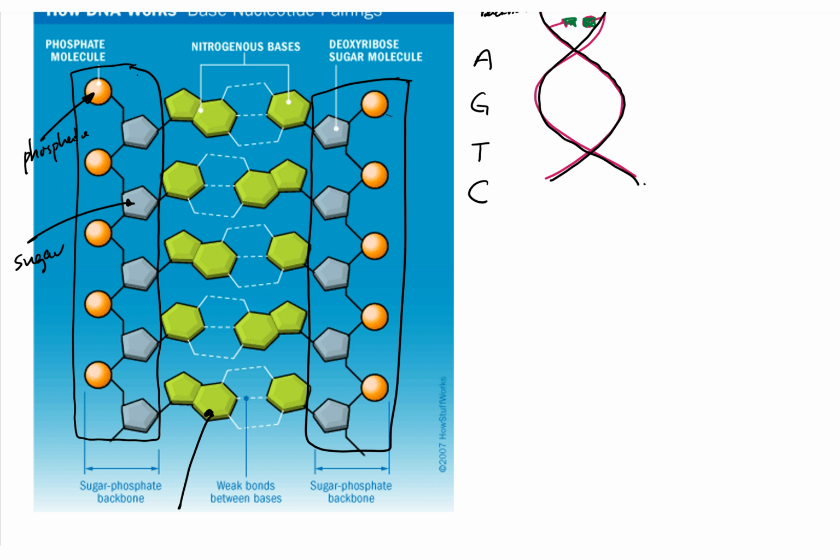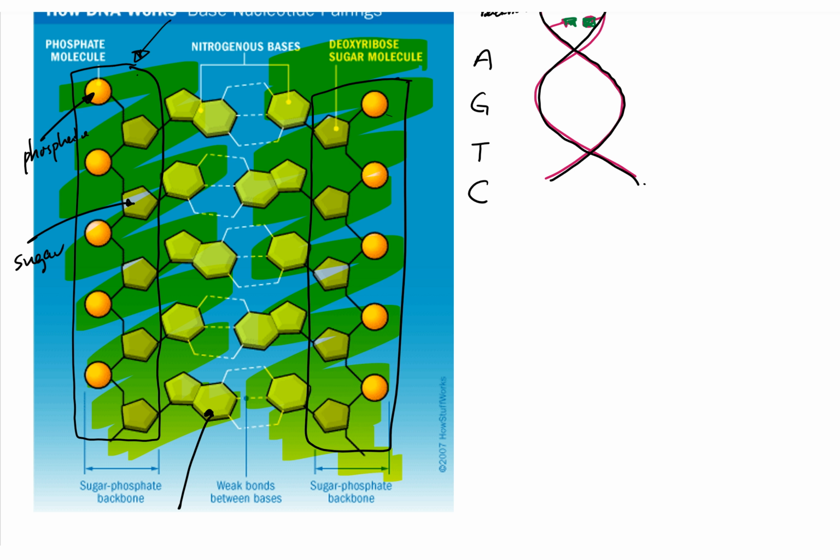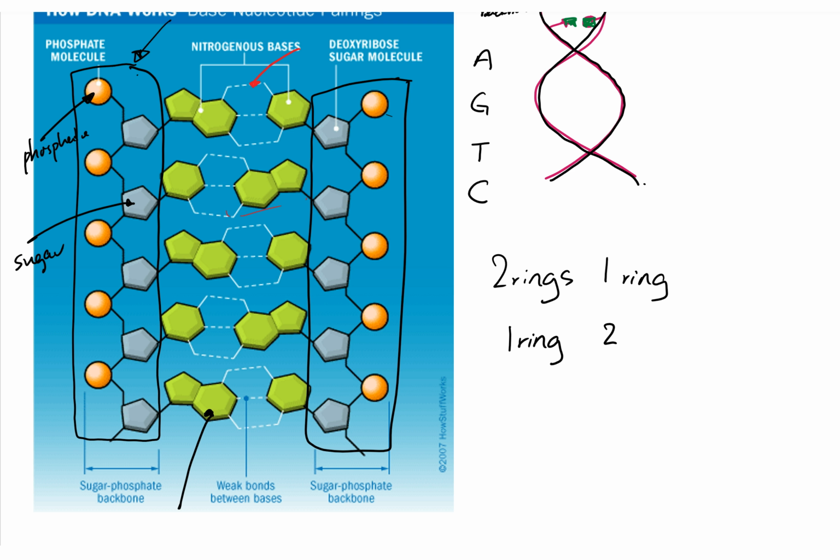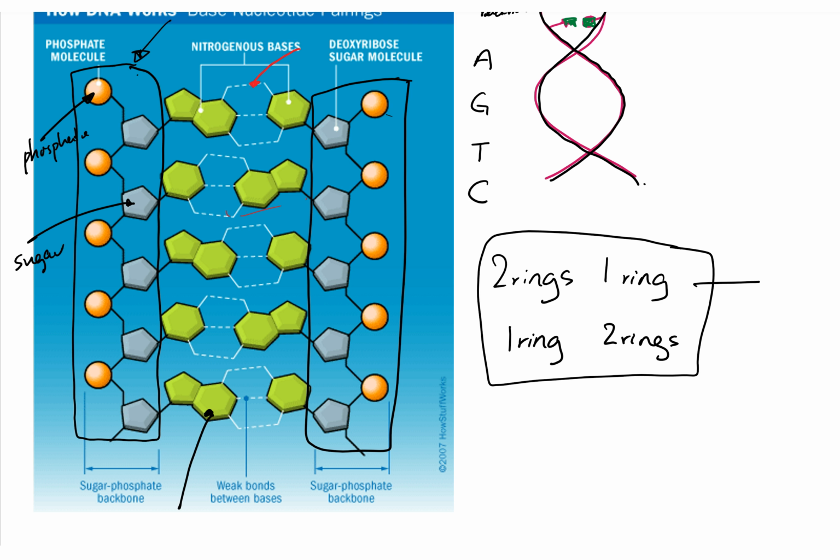So you can see that now we have this strand, which is a strand of DNA, going to pair up with another strand of DNA, right? They pair up by forming bonds between the bases. You can see that this is a 2-ring base, and this is a 1-ring base, and the 1-ring base is going to pair with a 2-ring base. So 2-ring always pairs up with 1-ring base, and 1 ring always pairs up with 2-ring base, so that the total will always be 3 rings.